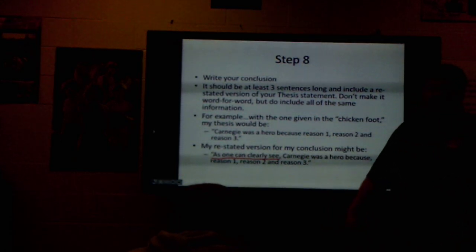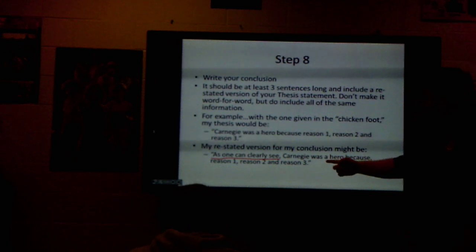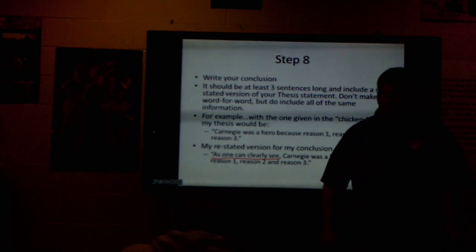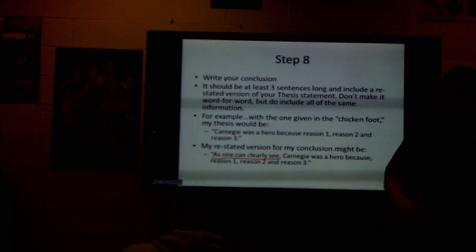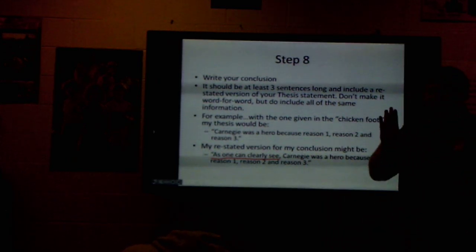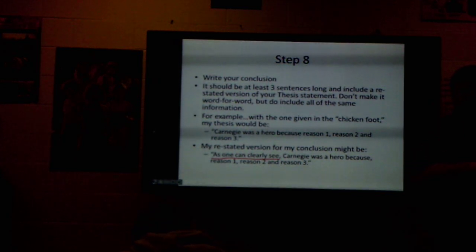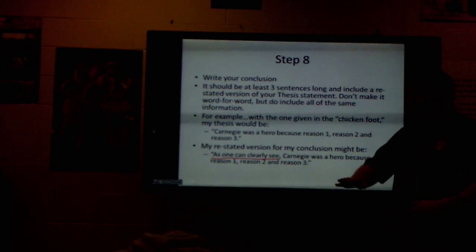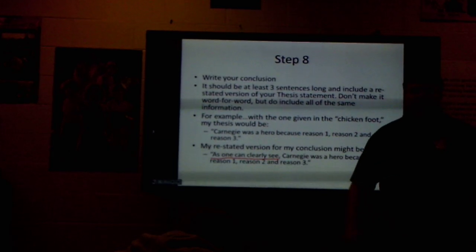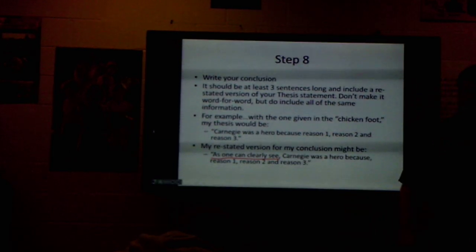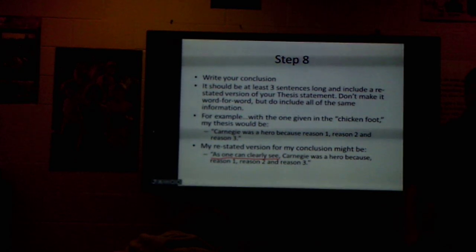Then restate your thesis. Carnegie was a hero because reason 1, reason 2, and reason 3. You got me? So I've given you a foolproof way to do your thesis, the way to start off your concluding paragraph, and the way to do your restated thesis and your conclusion. You got me?